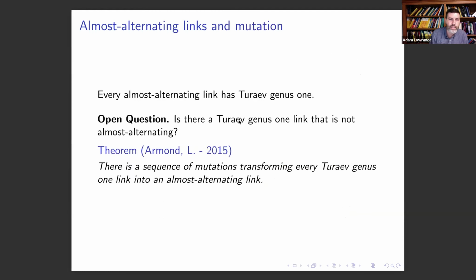And then this is a slightly embarrassing question that I don't know the answer to, but I would really like to know the answer to it. So as I mentioned before, every almost alternating link has Turaev genus 1. We don't know if there's a Turaev genus 1 link that's not almost alternating. I highly suspect there is, but I don't have a tool to prove it yet.